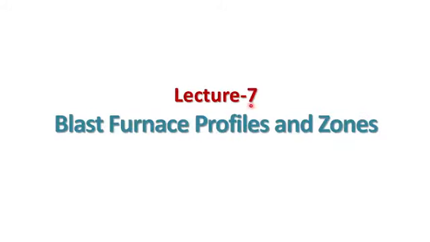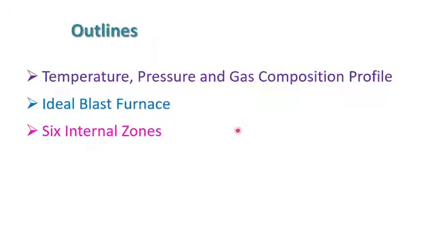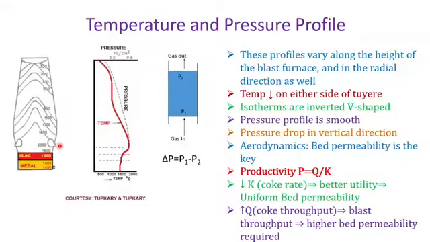In this lecture 7, we will discuss various profiles of a blast furnace and the different zones of a blast furnace. In these outlines, we will discuss the temperature, pressure, and gas composition profiles of a blast furnace. We will also discuss the ideal blast furnace and the 6 internal zones of a blast furnace. So, first of all, the temperature profile of a blast furnace.